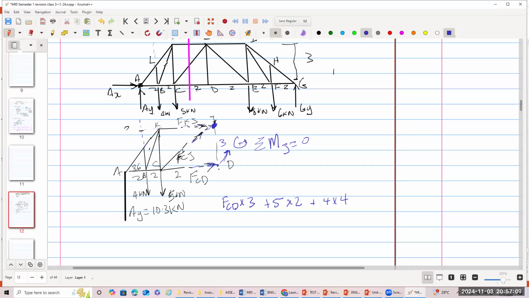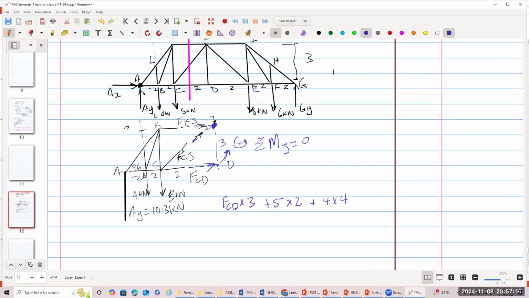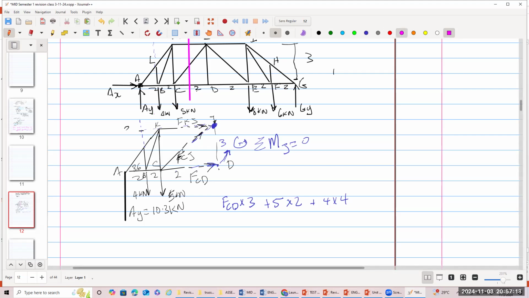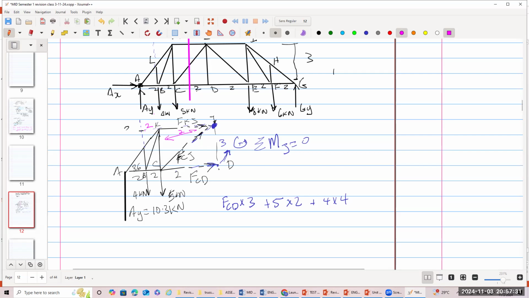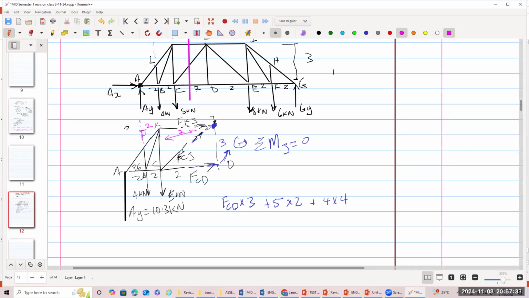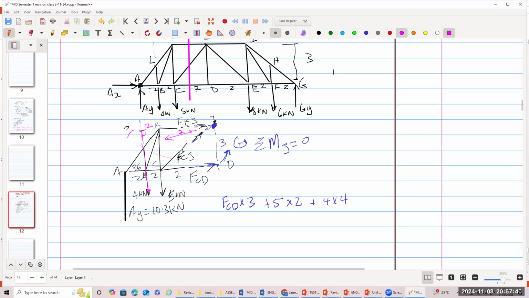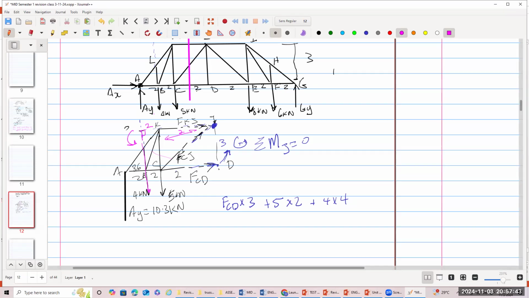So it's 4 times 2. Let me check that again. The 4 force, this is 2. Let me write them down for clarity. So this distance here is 2, coming from K to J, is 2. So it's 4. And this is the perpendicular right here, coming down that way. So it's going to turn the body around in the anti-clockwise.